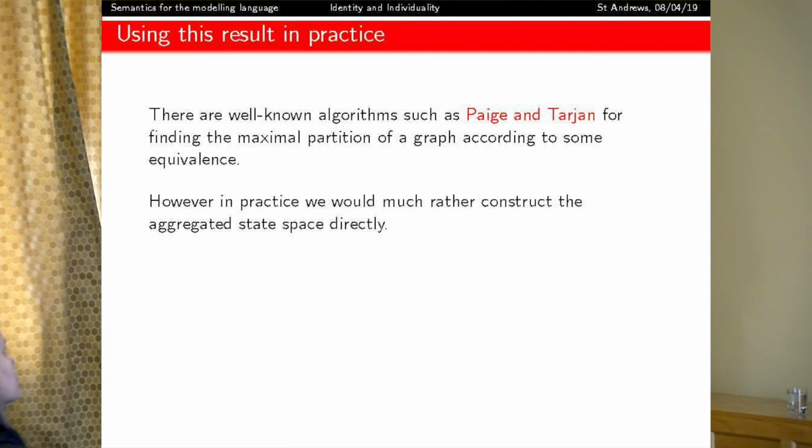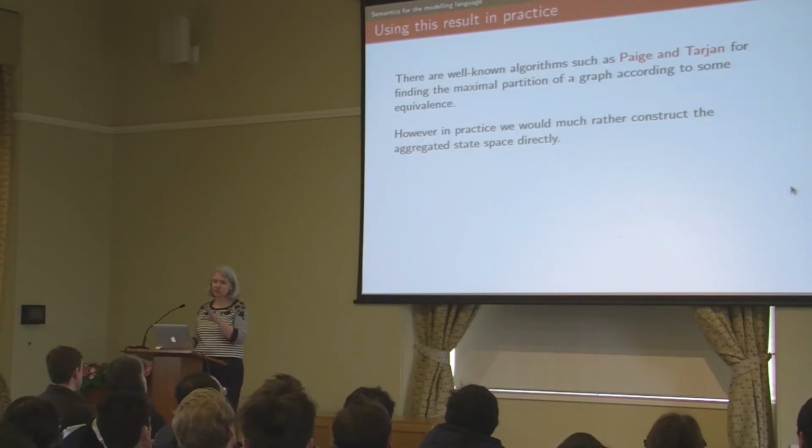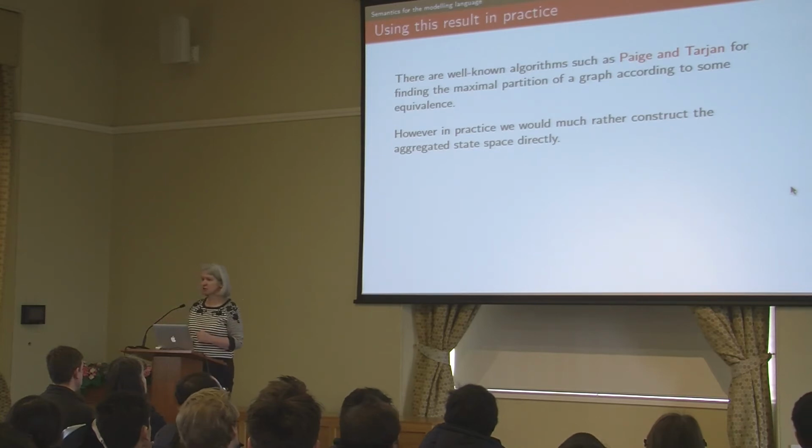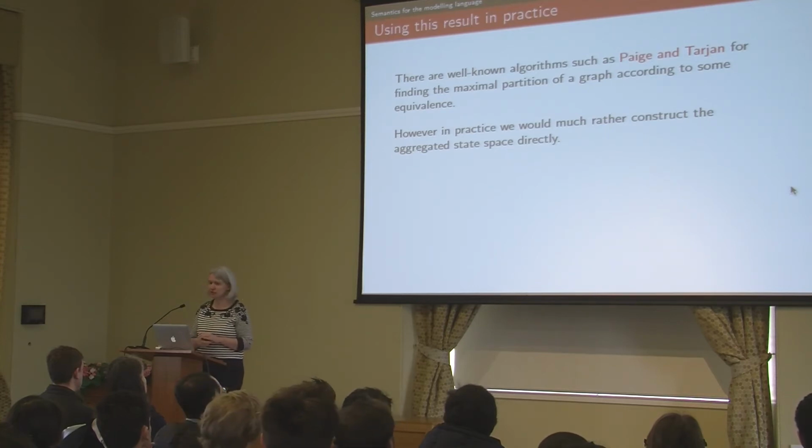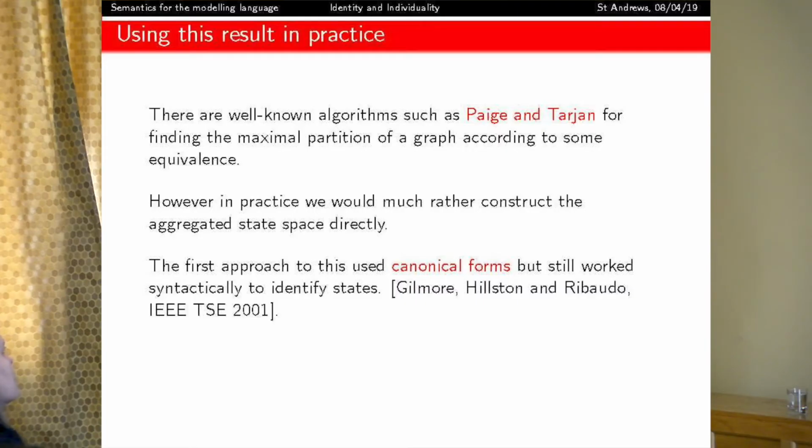And the good news is that because PEPA is a process algebra, we can do this component by component, which is much more efficient. So we can look at each component and reduce it. We can look at the processors and reduce those. We can then put the reduced processors with the reduced resources. And so we can tackle this in a much more bottom-up kind of way, whereas the previous approach using the algorithms would mean you had to build the whole system and then reduce it.